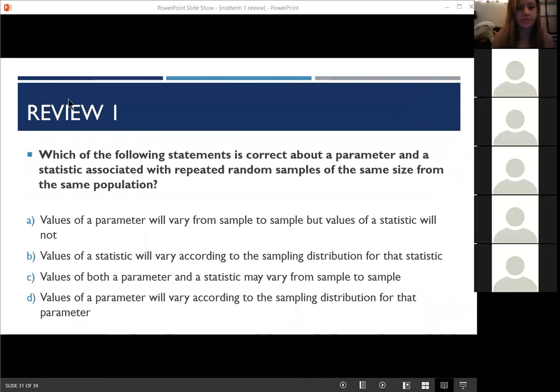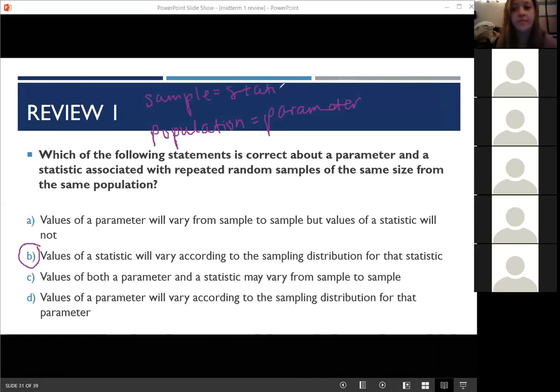Okay, good job, guys. Absolutely. So our answer is B in this case. So let's talk about this. Remember, our population is something that's fixed, and the measure of it is a parameter. Population goes with a parameter, and then our sample, our measurement of that, is a statistic.